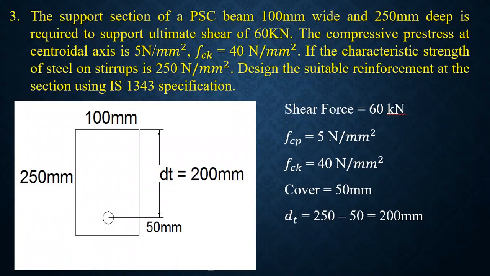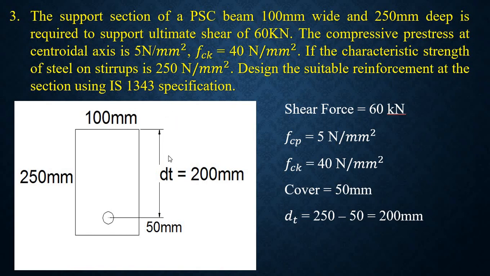Hello everyone, welcome back. Today I'm going to explain a problem on design for shears. A support section of a PSC beam 100 mm wide and 250 mm deep is required to support ultimate shear of 60 kN. The compressive pre-stress at centroidal axis is 5 N/mm². FCK is equal to 40 N/mm². If the characteristic strength of the steel on stirrups is 250 N/mm², design the suitable reinforcement at the section using IS 1343 specifications.